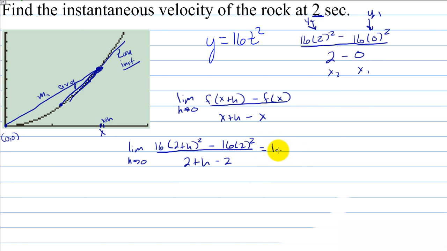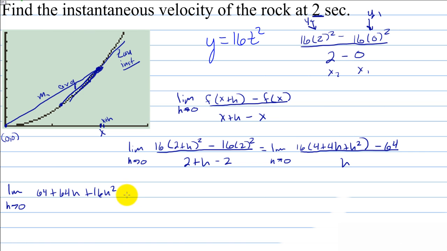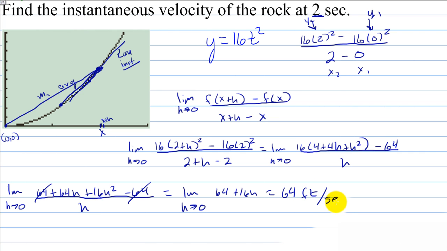Well, now we just do some algebra with this. We have the limit as h approaches 0 of 16 times (4 plus 4h plus h squared), and then minus, let's see, 4 times 16, that's 64, and the 2's are going to cancel out on the bottom, and that just leaves h. So we have the limit as h approaches 0 of 64 plus 64h plus 16h squared minus 64, and that's all going to be over h. The 64's are going to cancel out, and you can see both of these have an h, so we can divide all by h. So we have 64 plus 16h, and of course the denominator is gone now because we divided everybody by h, and now we can finally plug 0 in, and we end up with 64 feet per second.